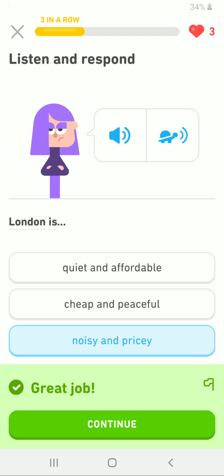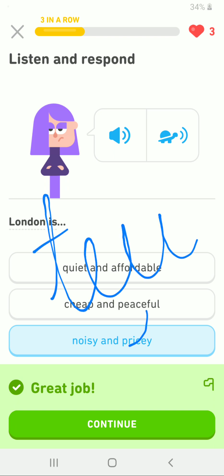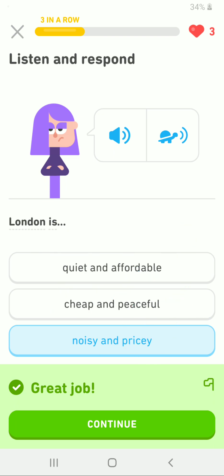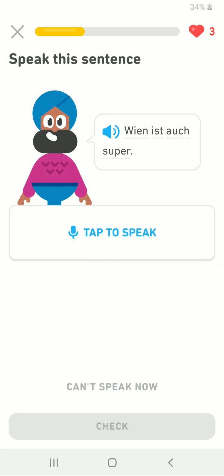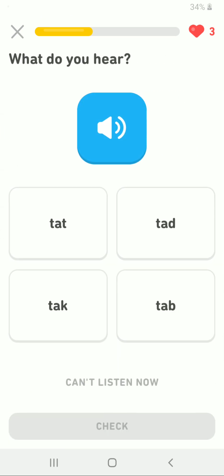Teuer. So how do you write teuer? It's T-E-U-E-R. That's how they write it in German. And that means pricey or expensive. Wien ist auch super. Nice. Now we have, what is it?